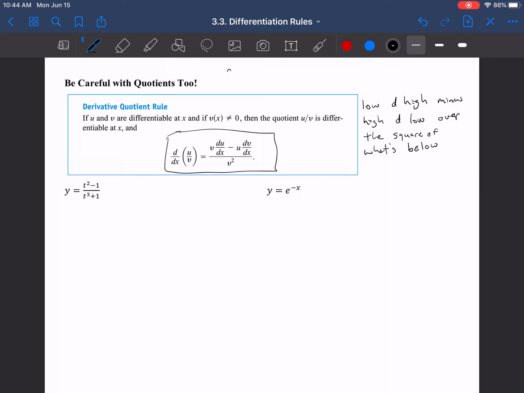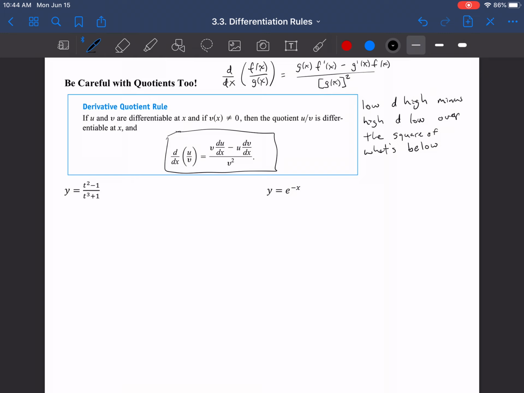If you want to see this in function notation, it's d dx of f of x over g of x, like that. And then this is g of x times f prime of x minus g prime of x times f of x all over g of x squared, like that. Okay, so let's try and do one here and see how it goes.